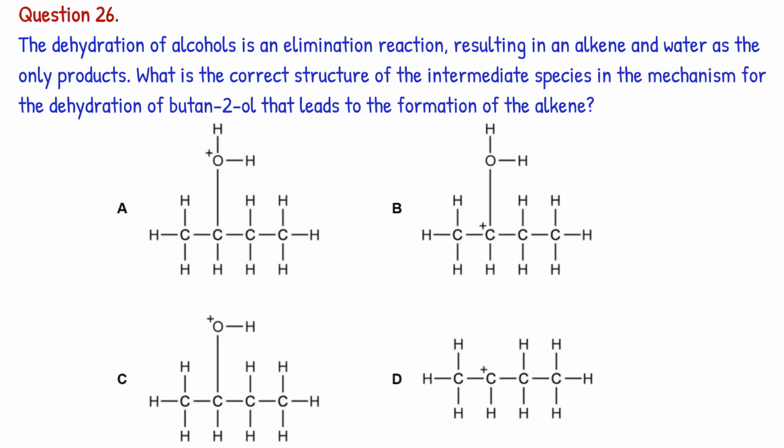Question 26. The dehydration of alcohols is an elimination reaction, resulting in alkene and water as the only products. What is the correct structure of the intermediate species in the mechanism for the dehydration of butanol that leads to the formation of the alkene? The correct answer is A.